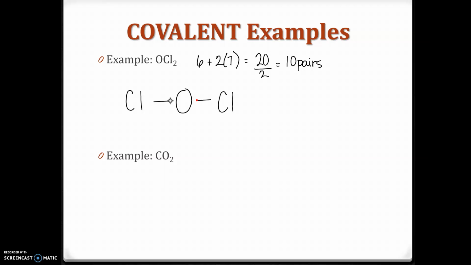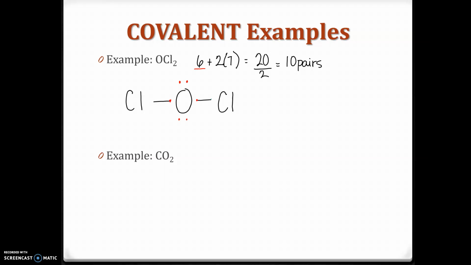Remember, 1 line equals 2 electrons, and we know that covalent bonds are sharing those electrons. So 1 of those for each bond is coming from oxygen. Oxygen has 6 though, so we have 4 remaining electrons to represent. Then we come over to chlorine.